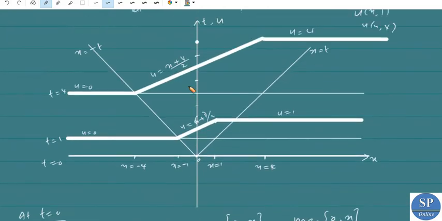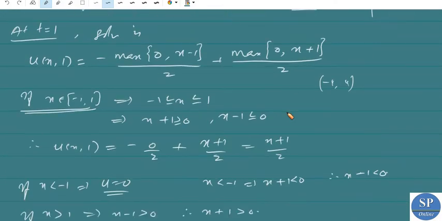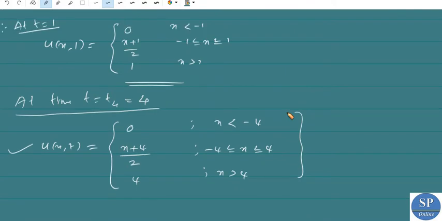So we have plotted the graphs of u of x, t. This is the graph of u(x,1), that is t equal to 1, and this is the graph of u(x,4), t equal to 4. So for any value of t, we have already obtained this: at t equal to 1, we have u(x,1) equal to this, and at time t equal to 4, we have u(x,t) equal to 0 for x less than or equal to minus 4, etc.